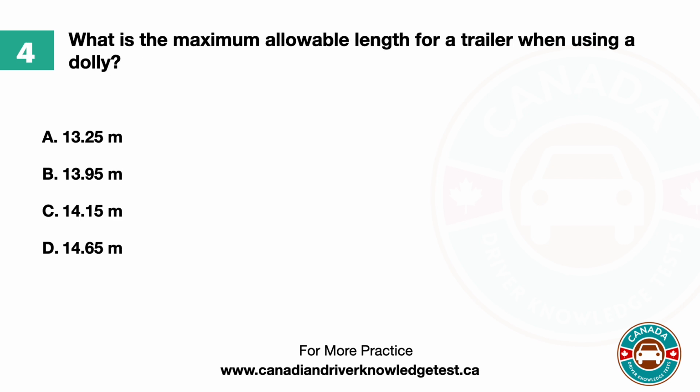Question 4. What is the maximum allowable length for a trailer when using a dolly? A. 13.25 m. B. 13.95 m. C. 14.15 m. D. 14.65 m. The answer is D. 14.65 m.